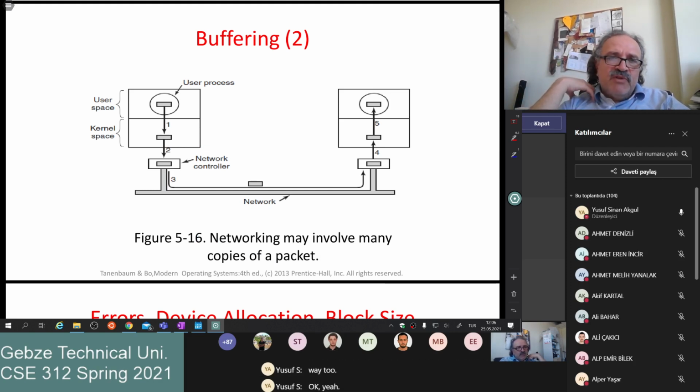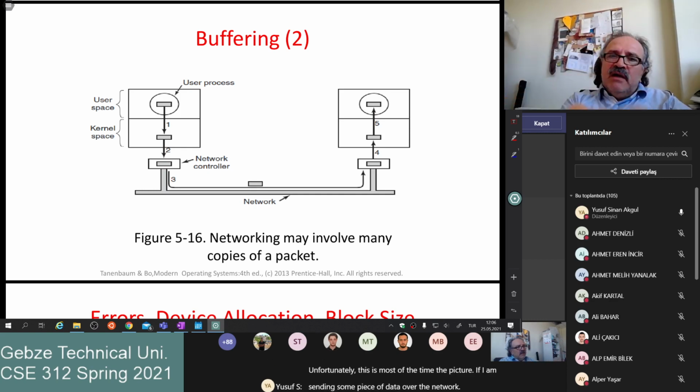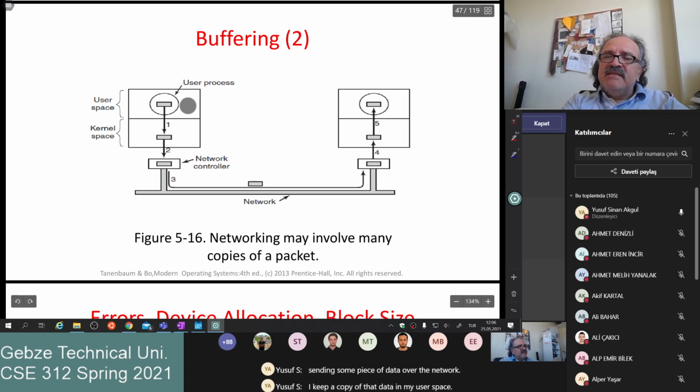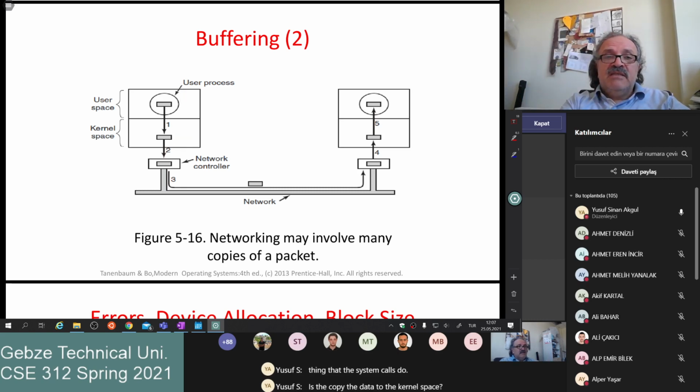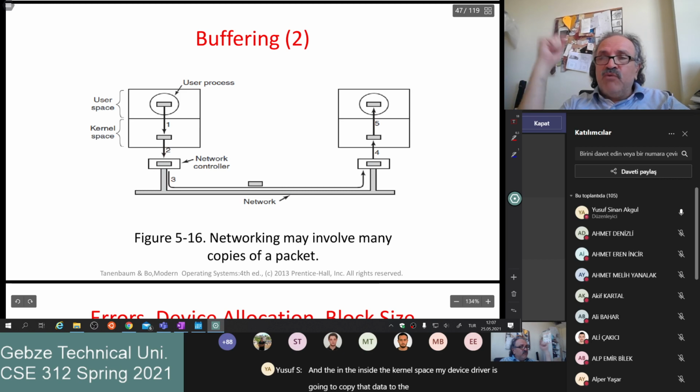Unfortunately this is most of the time the picture. If I am sending some piece of data over the network, I keep a copy of that data in my user space. When I make a system call, usually the first thing that the system call does is to copy the data to the kernel space, and inside the kernel space, my device driver is going to copy that data to the network controller, the physical device itself.